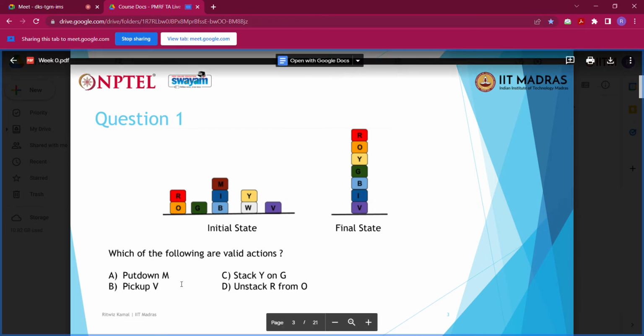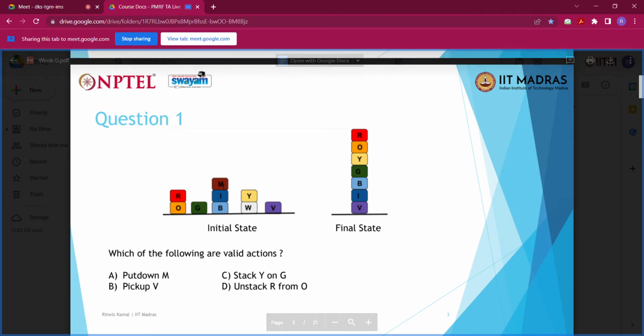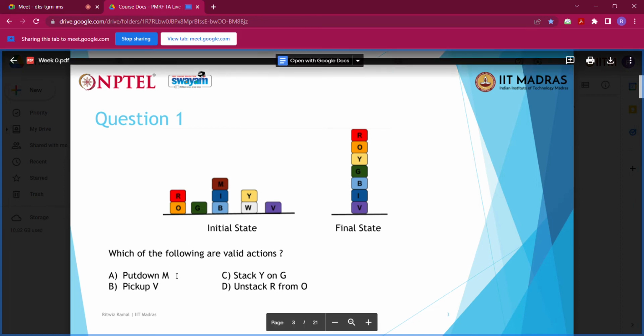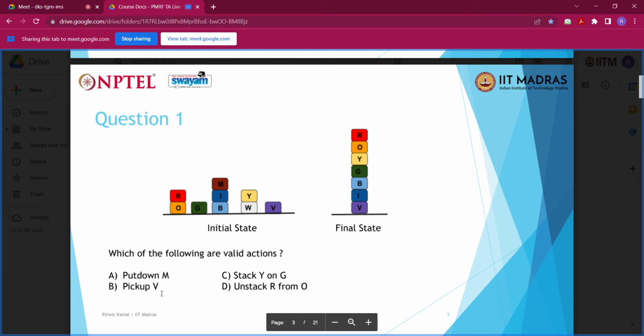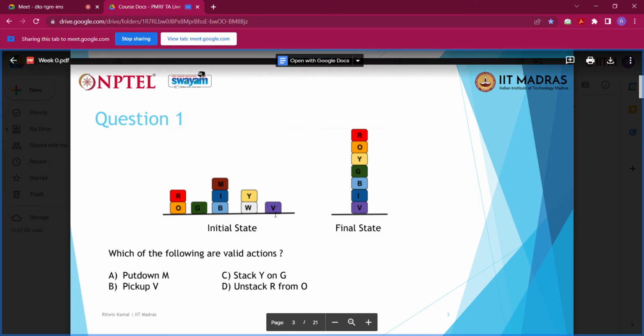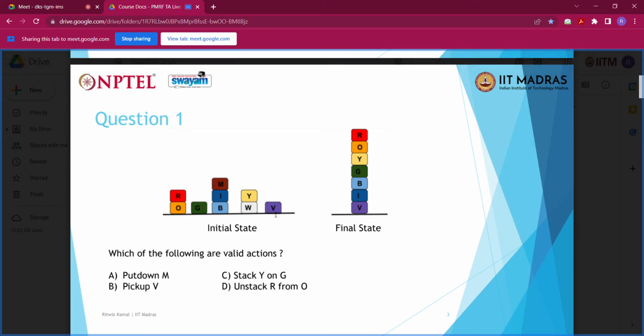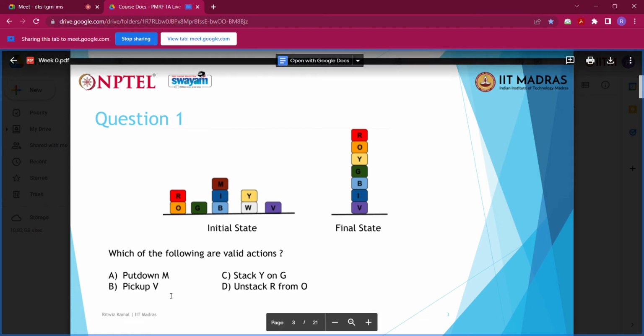So, let's examine the options one by one. First is put down M. We can't put down M because M is, in the initial state, on top of another block I and not in the robot's hand, right? So this is not a correct option. Let's look at pick up V. Now, V is on the table and it can be picked up by the arm, right? So this is a valid action.